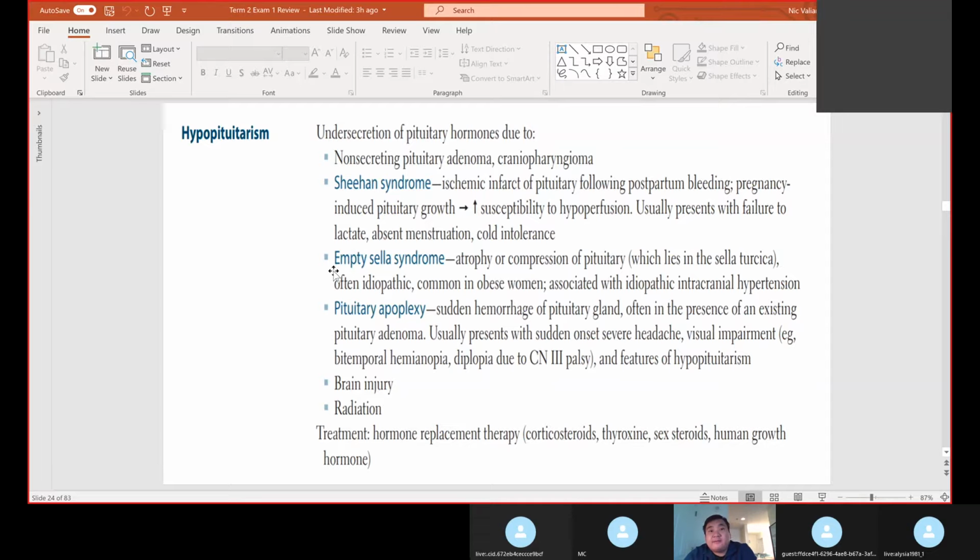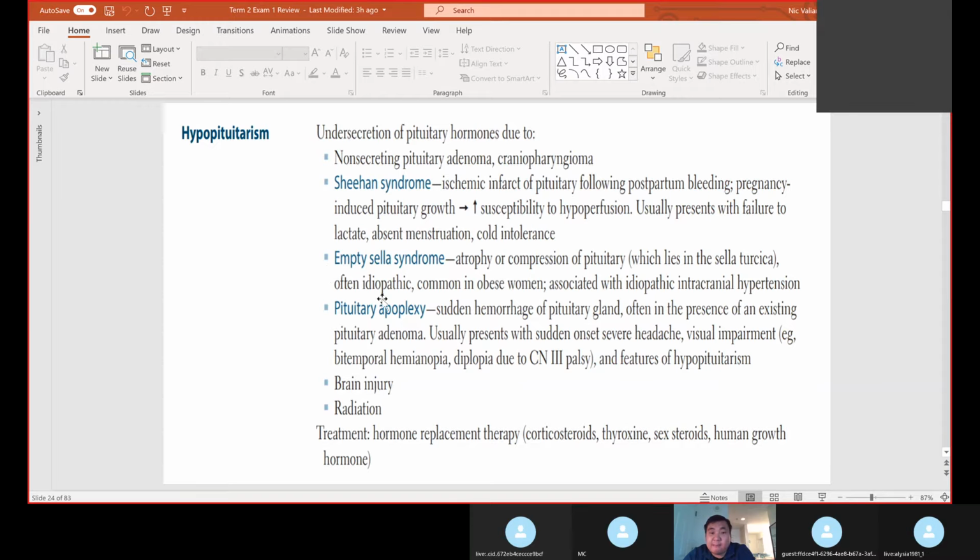Another common cause of hypopituitarism is empty sella syndrome. You can't see the pituitary gland on MRI, or it's just too small. It's compressed or atrophied. Remember that your pituitary gland sits on top of your sella turcica, like a Turkish chair. It's common in what? Obese women. So they said in the vignette, obese women, and then you have some headaches. It is also associated with idiopathic intracranial hypertension, empty sella syndrome.